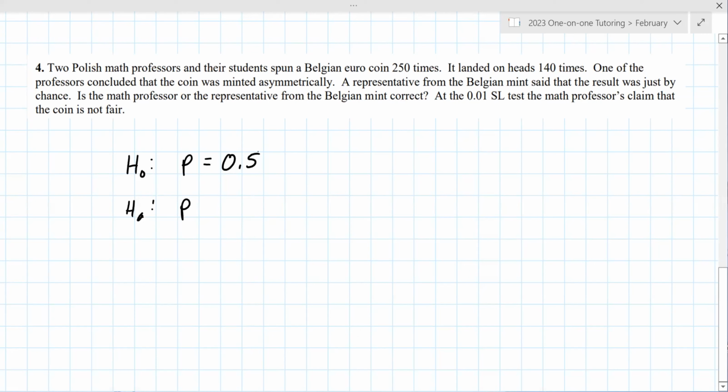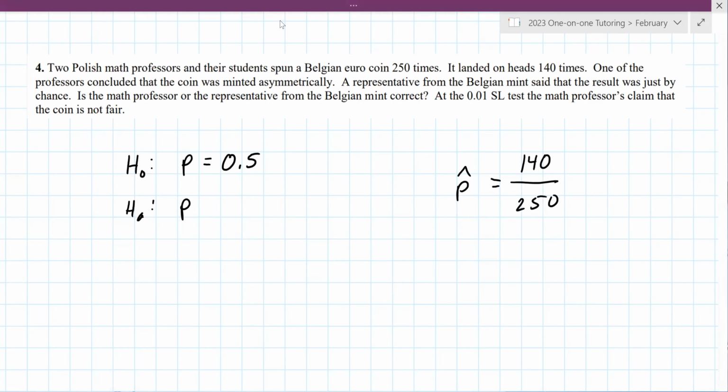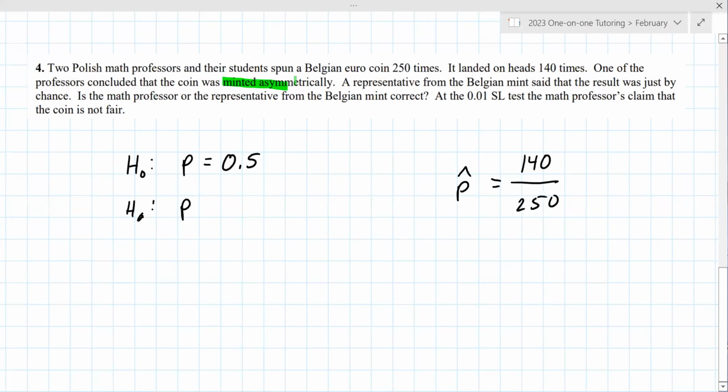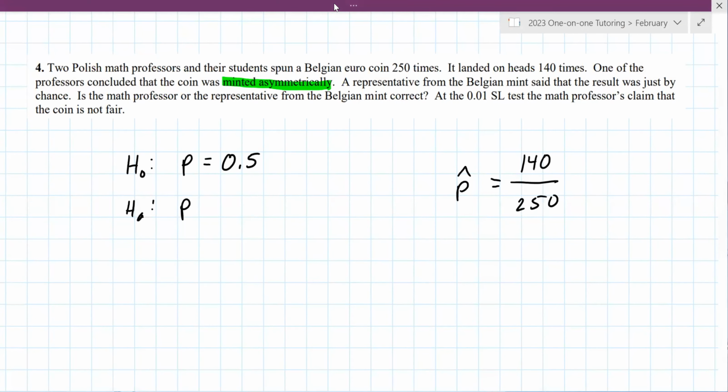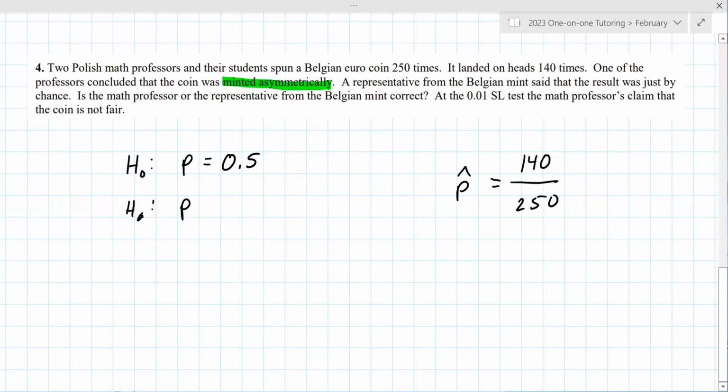Or just 0.5. Okay, now the 0.56 is from the 140 over 250, and that would be the p-hat. Okay, I see. Now where did Matthew get 0.5? It's from this word right here. Normally they give it to you like they did in the last problem, but here they're saying it's symmetrical. That means it has an equal chance of being heads and tails, a 50% chance of either.